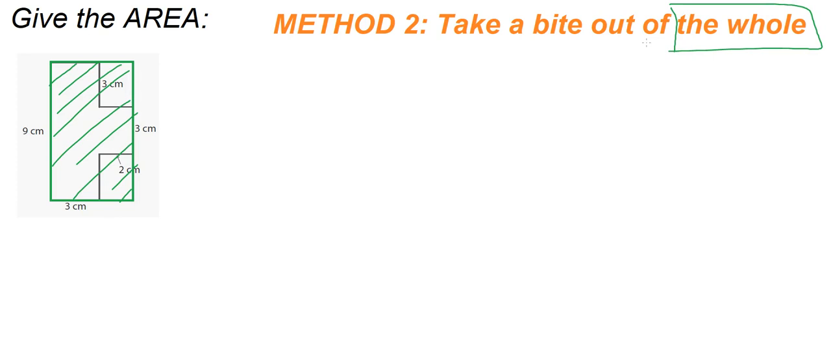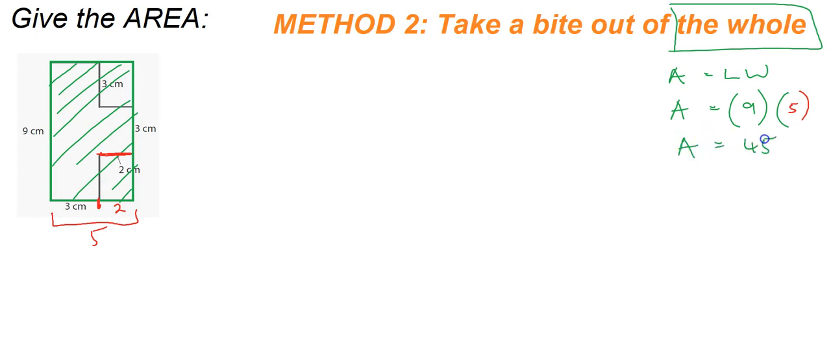So let's actually do that. The area of the whole, I'll use my formula, area equals length times width. Do we have any information? We're given the length, which is 9, and the width, we have to do a little bit of work. I know that from here to here is 2, so this must be 2 here, and I'm given the 3 here, so I know that the whole thing from here to here is 5. So 9 times 5 gives me an area of 45 centimeters squared.